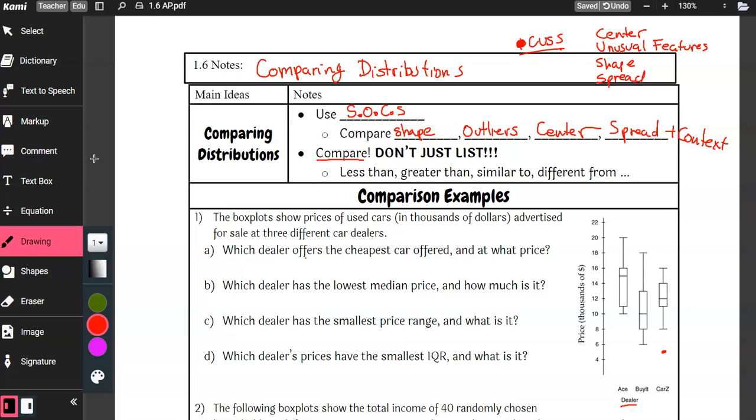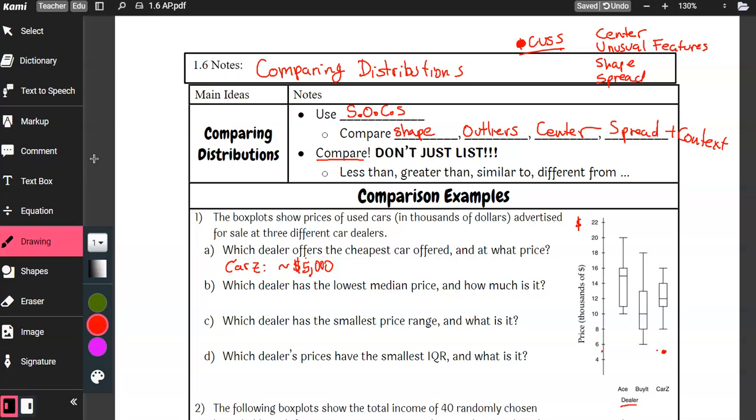Which dealer offers the cheapest car offered and at what price? So this is the money, right? So this is 22,000 and this is 4,000. So right here we could see that Car Z has the cheapest offer at about, I want to say approximately $5,000.